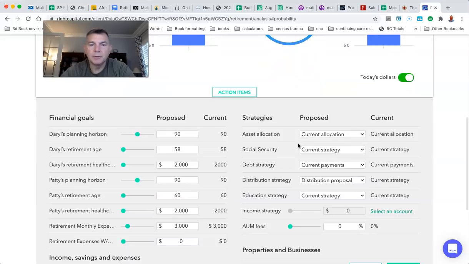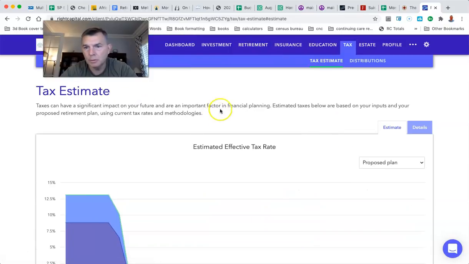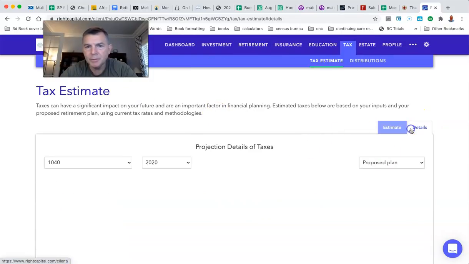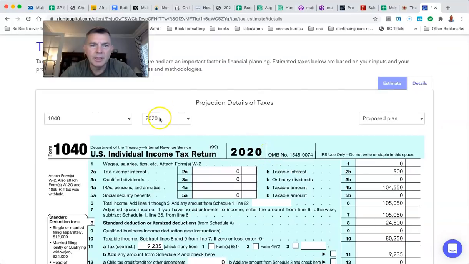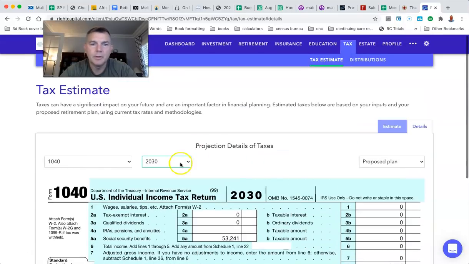All right. So anyway, there's many different ways to skin this cat, but let's just go real quick to tax. We're going to go with the proposed plan. Let's go to 1040, and let's go 10 years from now. Watch this. They got $53,000 of Social Security and nothing from a tax perspective. Nothing at all. It's crazy.